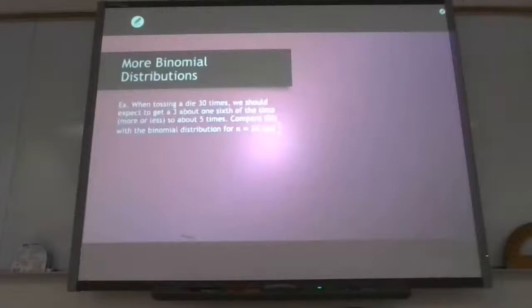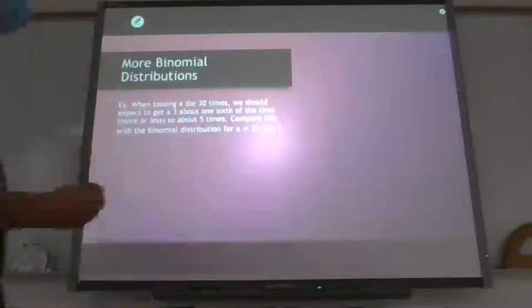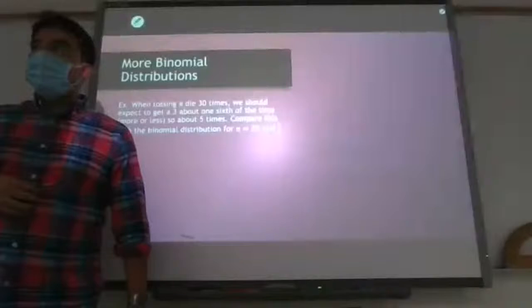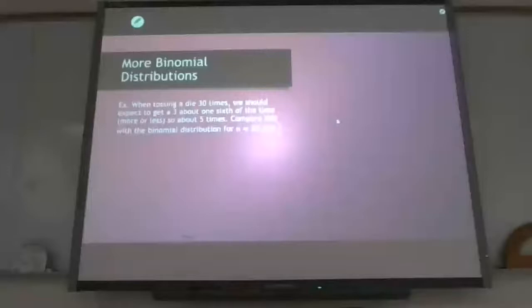What the distribution does is it illustrates what is the probability of me getting some number, X number of threes, if I were to roll it 30 times. And then we're looking at the probability of each of those counts. So if we were to do a distribution, what would the highest peak be?